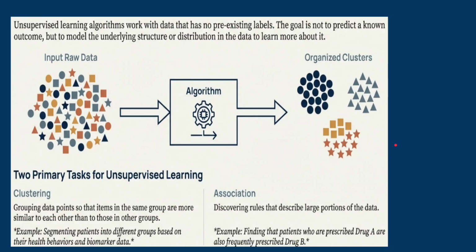And next is about the unsupervised learning. Here what we do is we work with the data that has no pre-existing labels. The goal is not to predict a known outcome but to model the underlying structure or distribution in the data to learn more about it. Okay. So there is no expected output here, but we have to find out the underlying structure, some patterns.